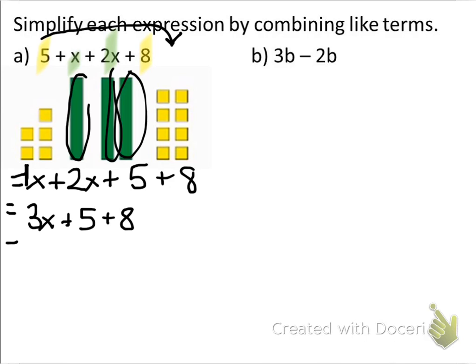Now we're not done yet because we still have more like terms. 3x is complete, but then we need to add 5 and 8. So we'll have 3x plus 13. And that is our expression simplified. The next one is with subtraction, and we're using the variable b. We don't have any just numbers or anything else in this expression except for our b's. So all we need to do is subtract our coefficients. What's 3 minus 2? That'll give us 1b, which is the same as just writing b.